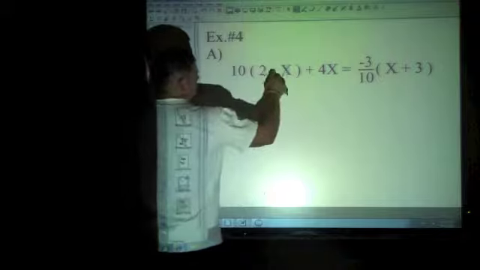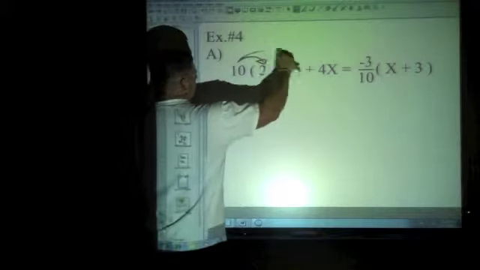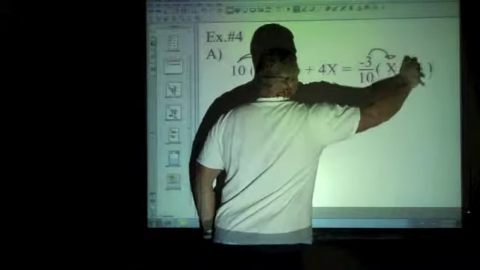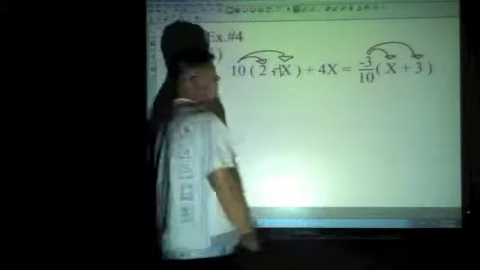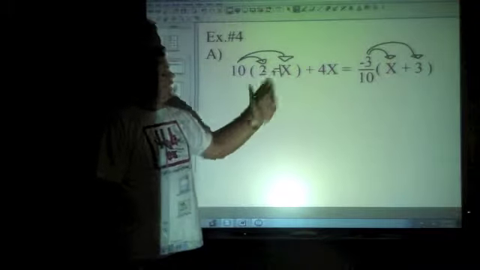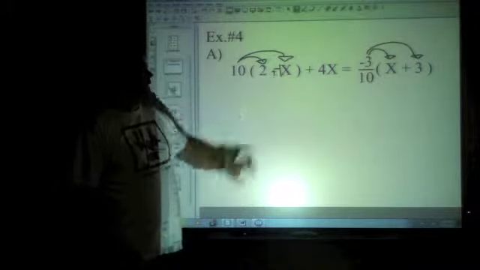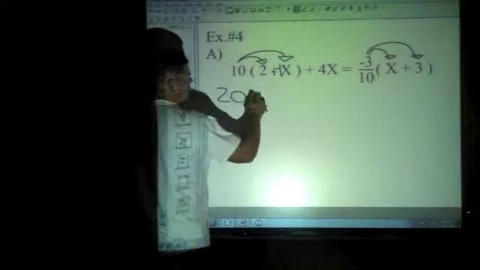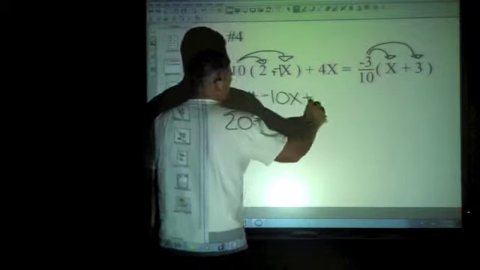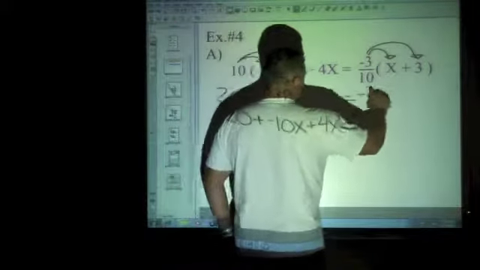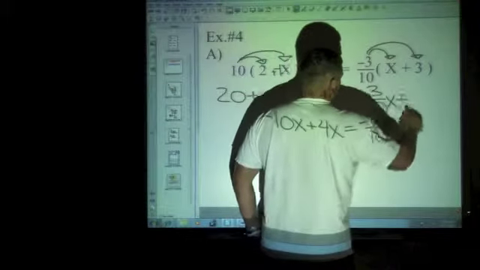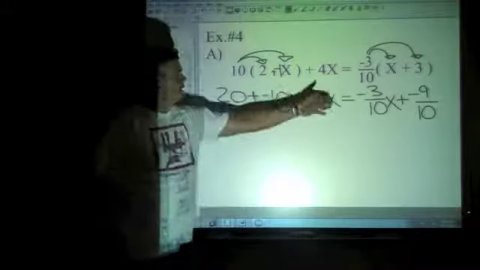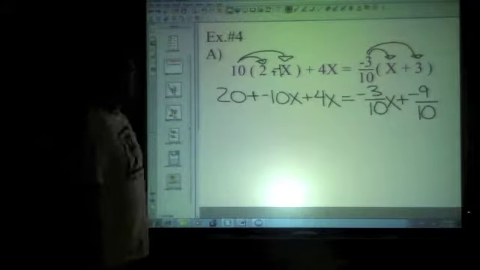Some adjustments. Plus negative, use the distributive property. This is really like negative 1x. Over here I'm good, but I'm going to use the distributive property, possibly. I can't add this 4x to that 1x because the negative 1x is inside parentheses. But once I distribute it, I'll have 20 plus negative 10x plus 4x equals negative 3 tenths x plus negative 9 tenths. Now it's not super enjoyable to have those tenths on there, so we'll deal with that in a moment with a little trick.